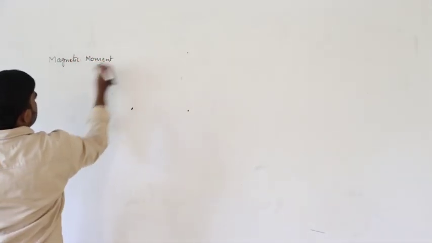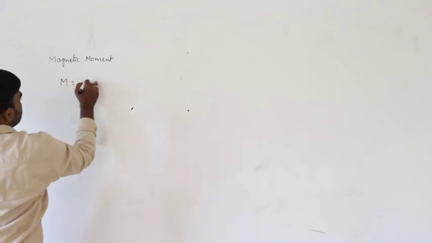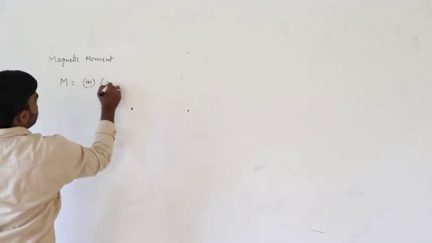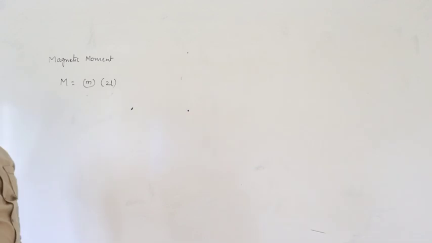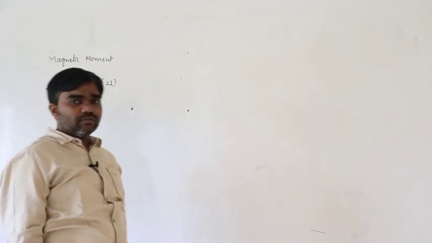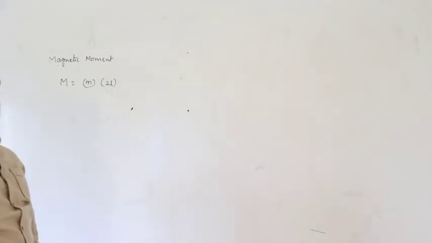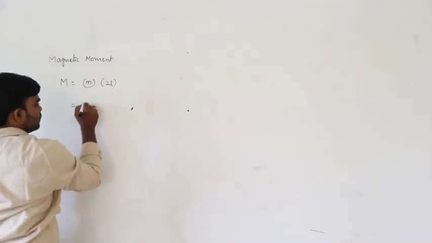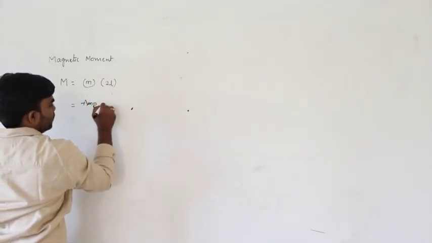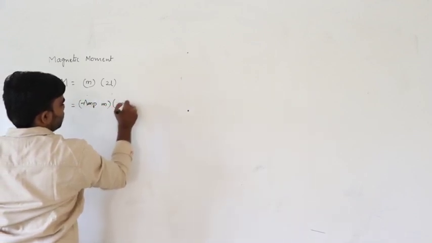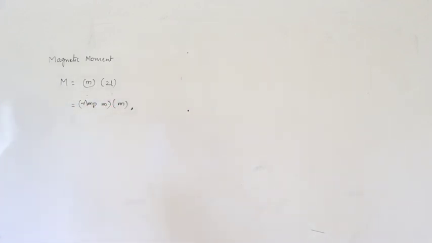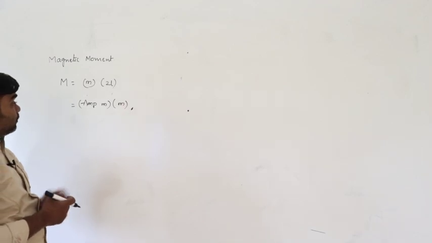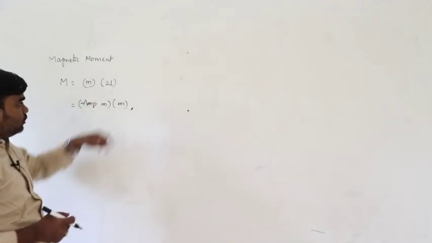So, magnetic moment, how can you define magnetic moment? The product of pole strength and length of the magnet is called magnetic moment. Here, the unit of magnetic pole strength is ampere meter, and the unit of length is meter.